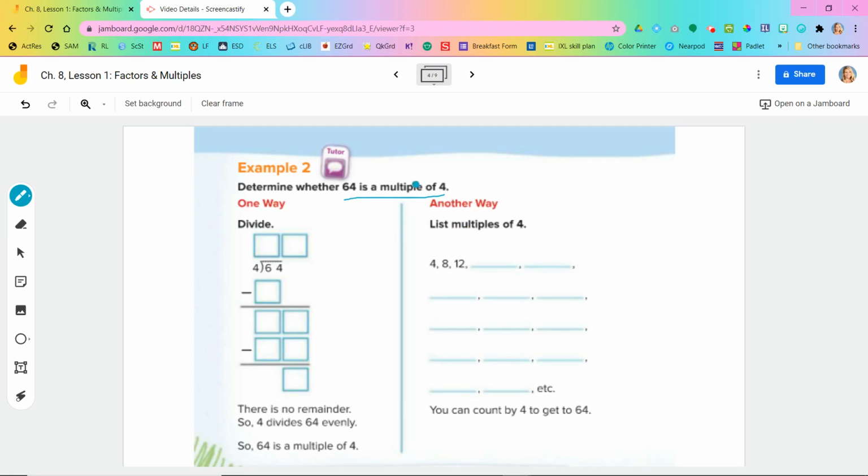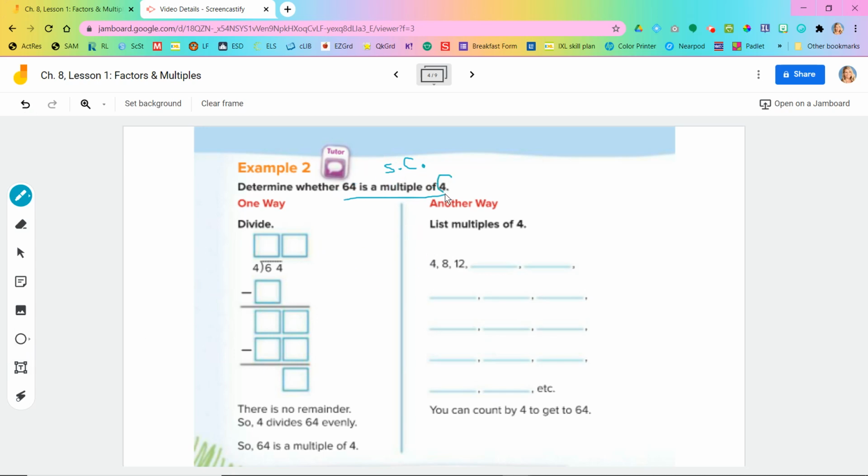So what that means is, think about multiples. That means skip counting. I was about to abbreviate skip counting because I do not want to write all that out. But anyways, so skip counting.